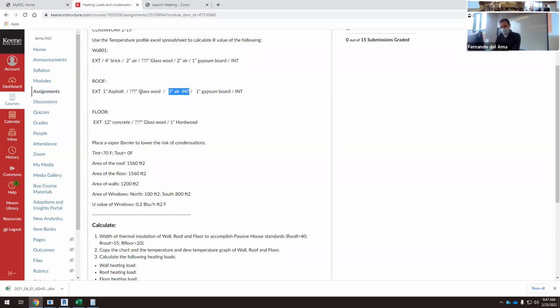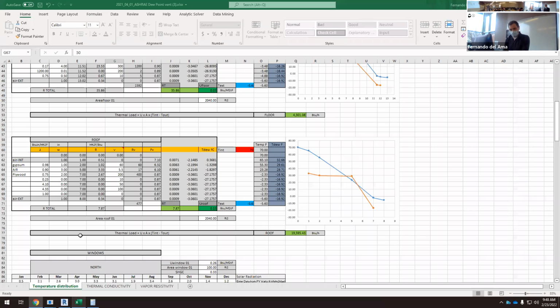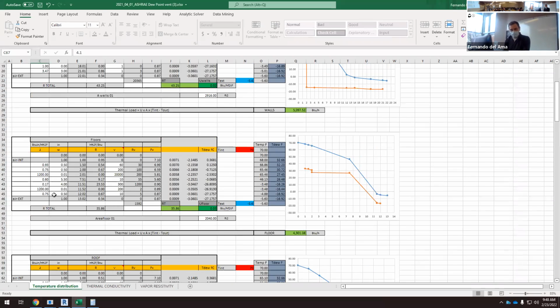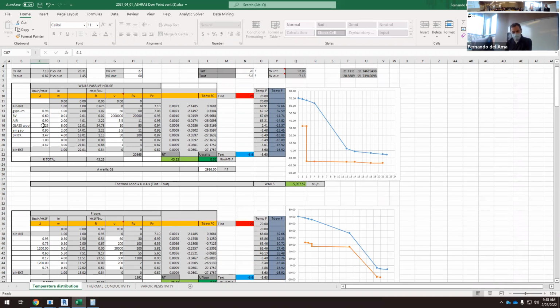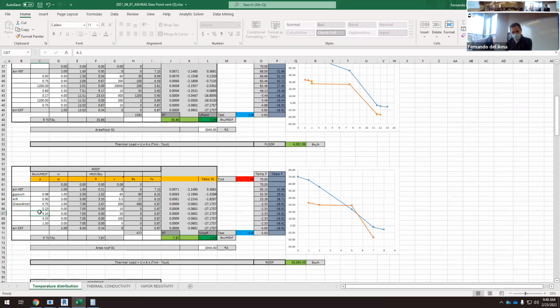Then next layer is glass wool. Again, we have the glass wool here. How many inches? We don't know yet. The thermal conductivity is 0.23 and the vapor resistivity 10, 0.23 and 10. So glass wool is 0.23 and 10.